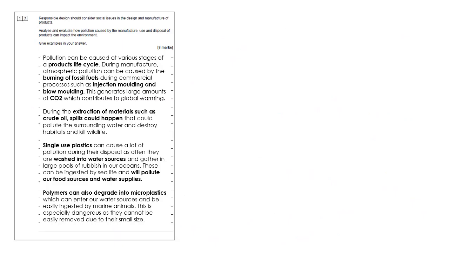Right, the next one here. So ignore my answer for a second here. This is another big old chunky 8 marker. And it says responsible design should consider social issues in the design of manufacture of products. Analyse and evaluate how pollution caused by the manufacture, use and disposal of products can impact the environment.